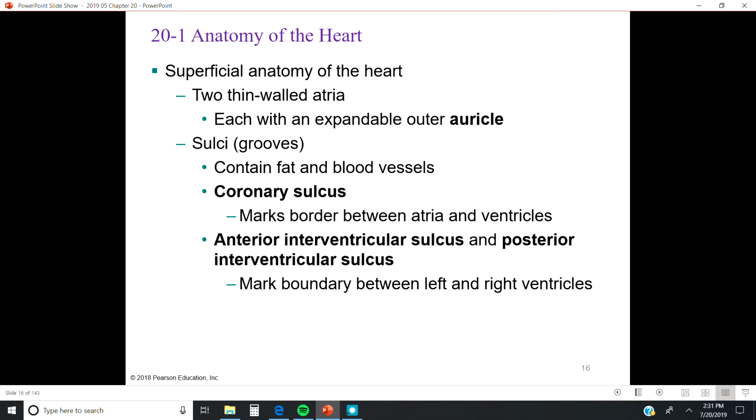Again, one is going to be on the anterior side, the other one's going to be on the posterior side. And again, what makes them a little bit hard to see is the fact that they are filled with fat and blood vessels. But that's normal.